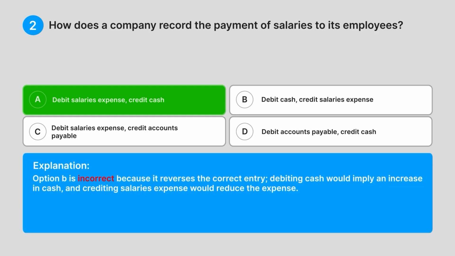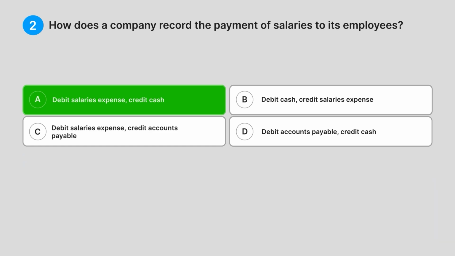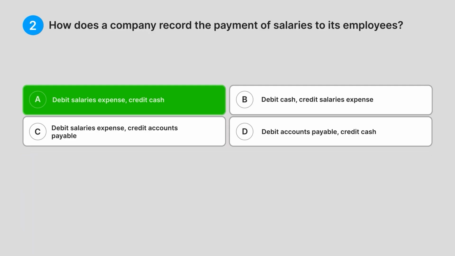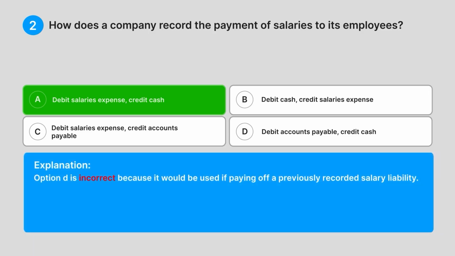Option B is incorrect because it reverses the correct entry. Debiting cash would imply an increase in cash, and crediting salaries expense would reduce the expense. Option C is incorrect because it would be used if the expense was recorded now, but planned to be paid later, creating a liability. Option D is incorrect because it would be used if paying off a previously recorded salary liability.